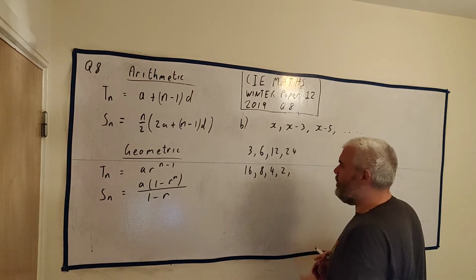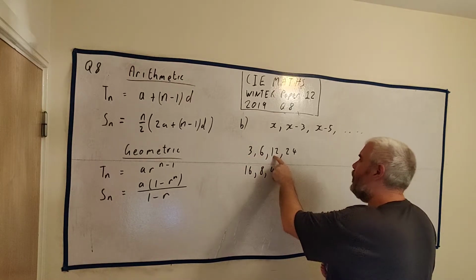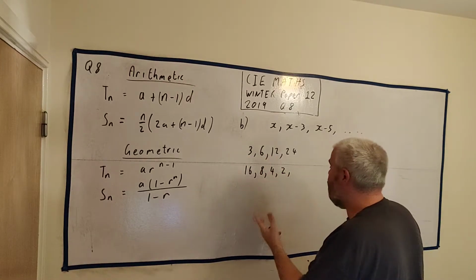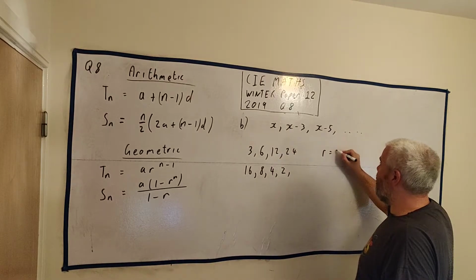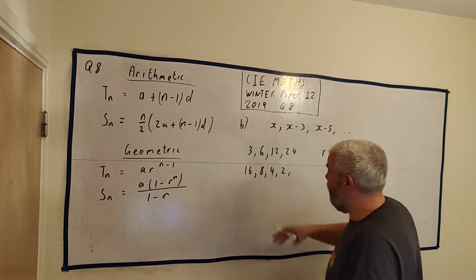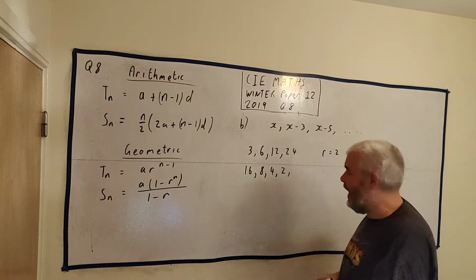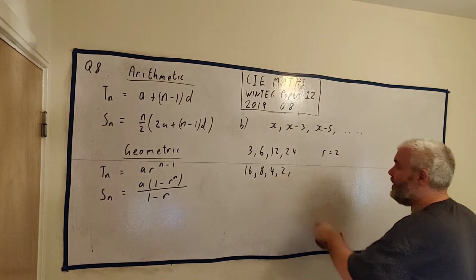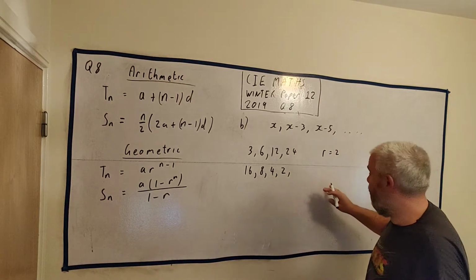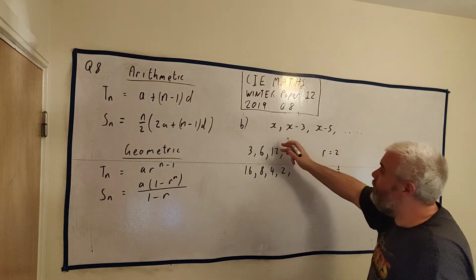And the other thing to notice here is if 6 divides 3, I get 2. 12 divided by 6, I get 2. 24 divided by 12, I get 2. The ratio on this one is 2. Again, I get a common ratio here as well. 8 divided by 16 is a half. 4 divided by 8 is a half. 2 divided by 4 is a half. And that will be true all the way along. If I divide a term by the previous term, I get the common ratio.